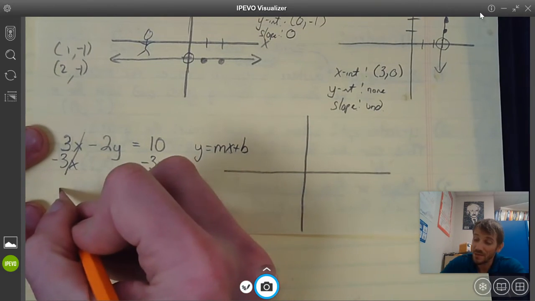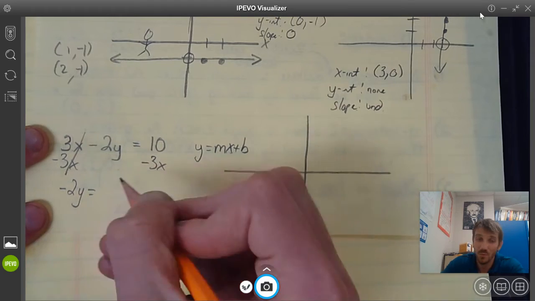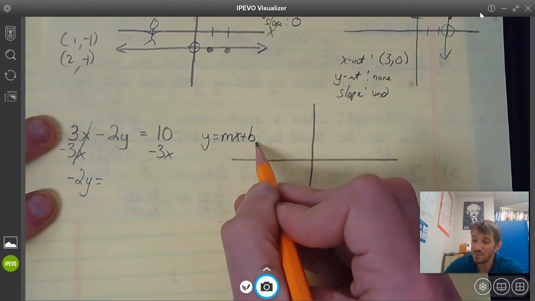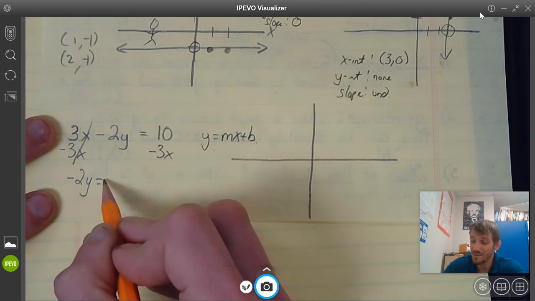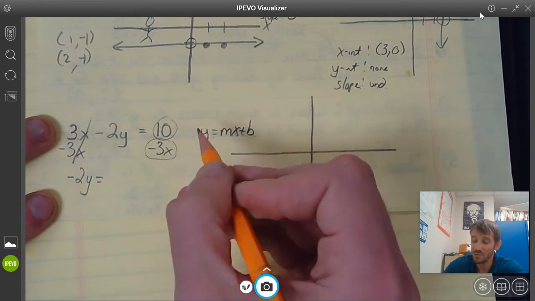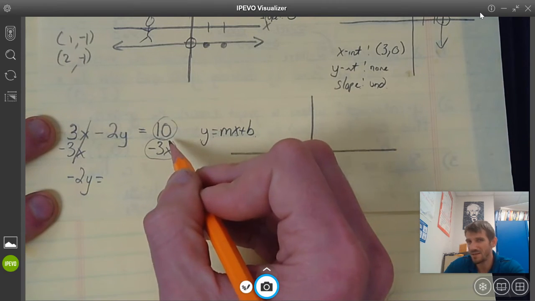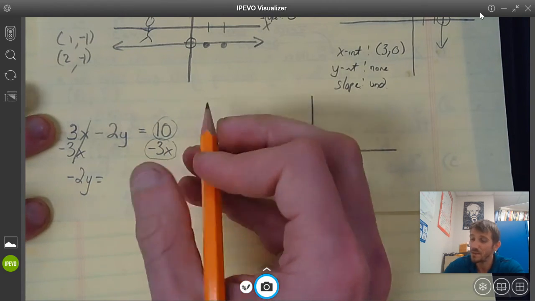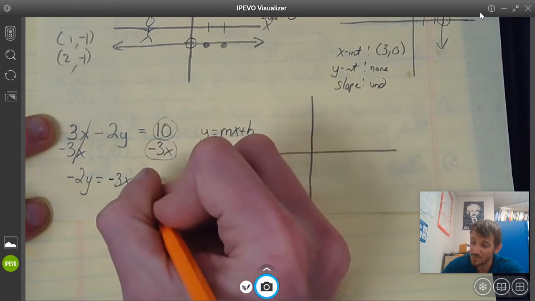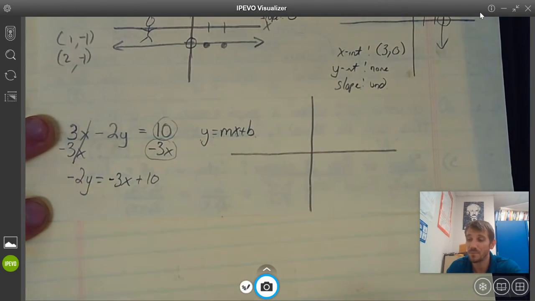We need to write -2y equals, and remember what it is, y equals mx plus b. Do not put those together and make it like 7 or something weird like that. It's mx plus b, so plus 10.